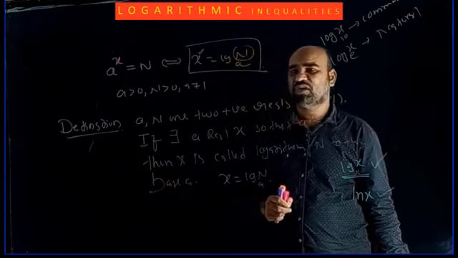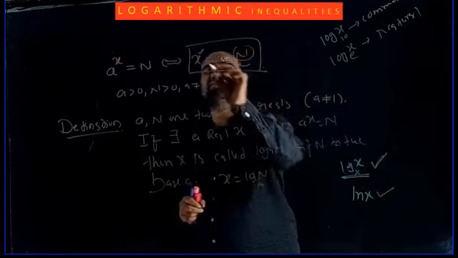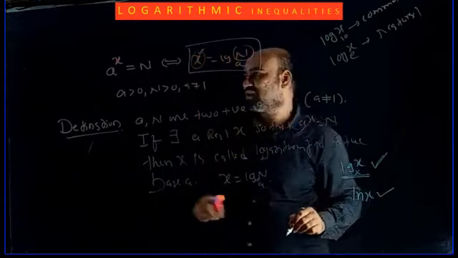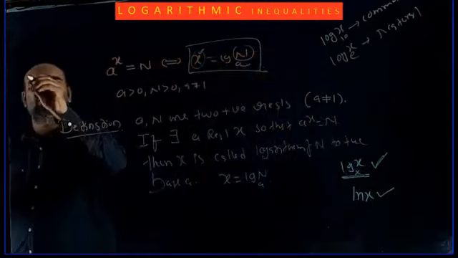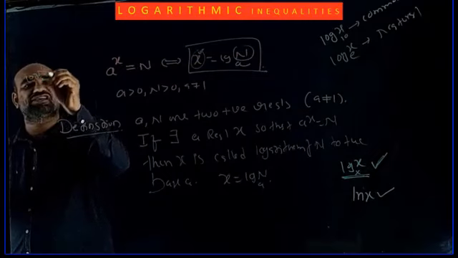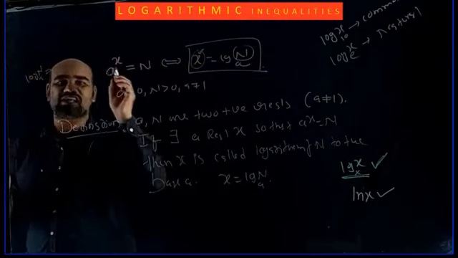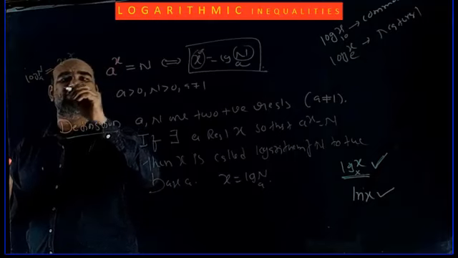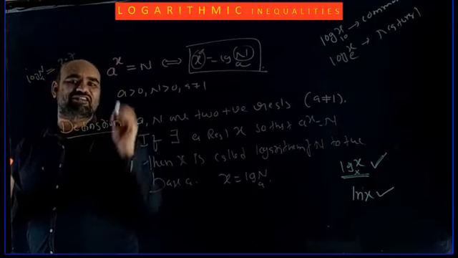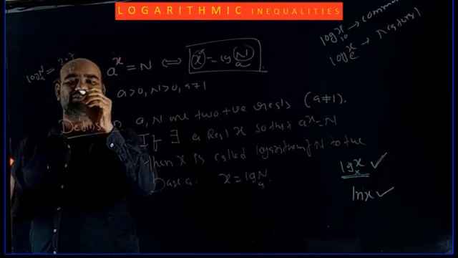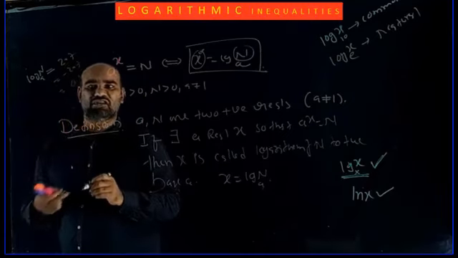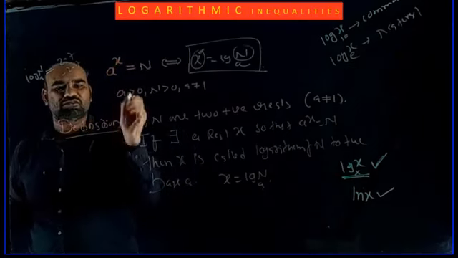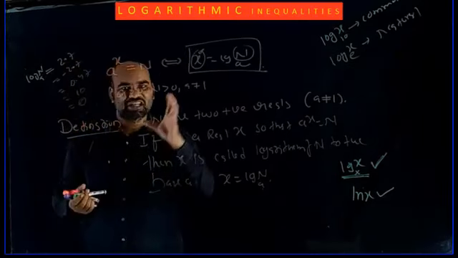I just want to write the properties, but before that I want to explain what x is here. x is any real number. Observe here, I want to write log n base a equal to x. x is any real number. It may be 2.7, it may be minus 2.7, it may be 0.47, it may be 10, it may be 0. Any real number. It may be root 2.